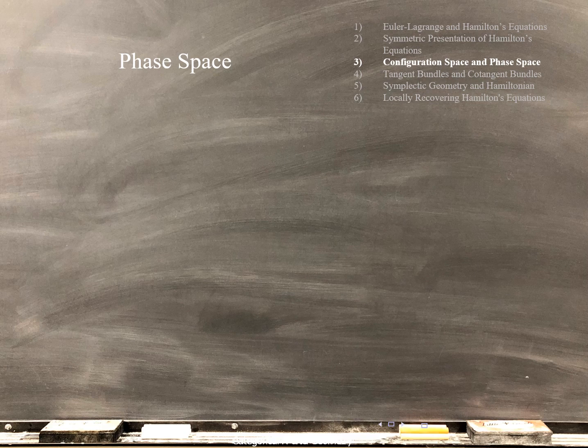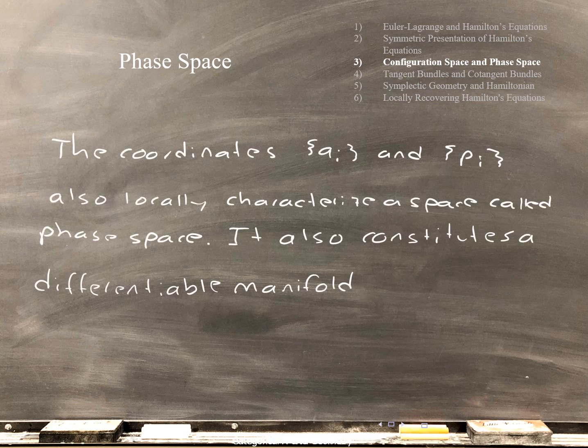So phase space is somewhat similar. So here the coordinates are going to be the generalized positions and the generalized momenta, as opposed to the generalized velocities. So these are locally characterizing this space, phase space. This will also constitute a differential manifold, and as before, we also get a differential manifold associated with just the coordinates. So one thing I would like to mention about both configuration space and phase space is that if our space of the coordinates is n-dimensional, both of these spaces are going to be 2n-dimensional.